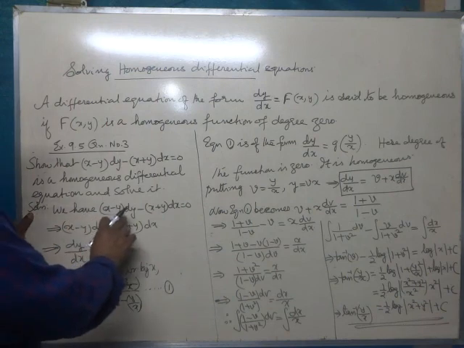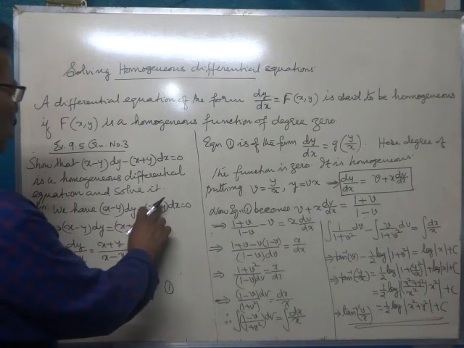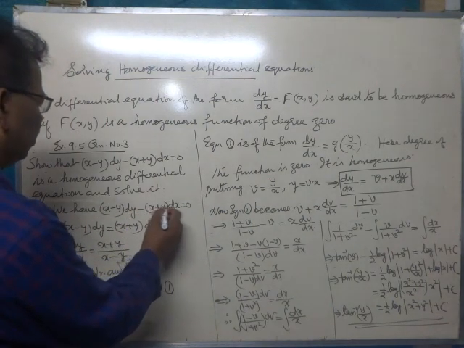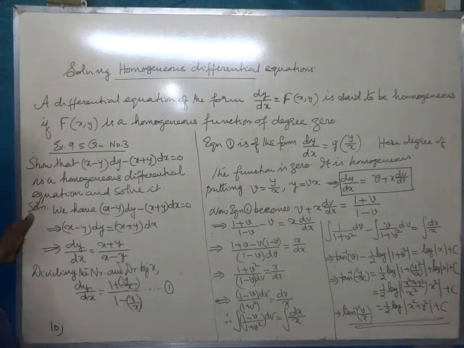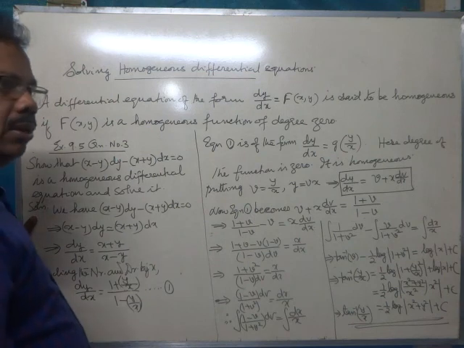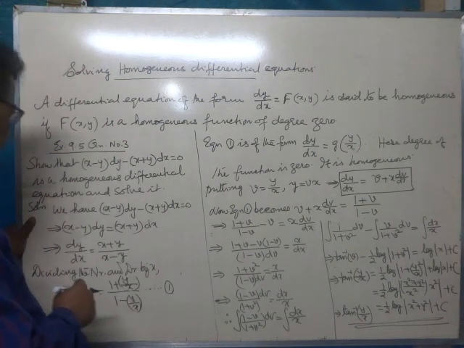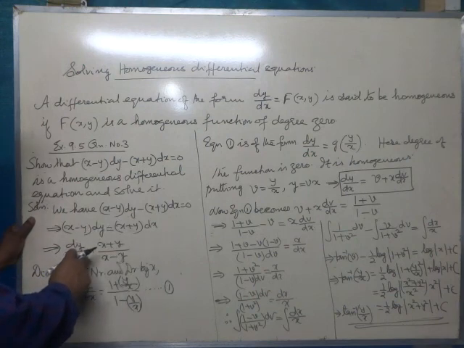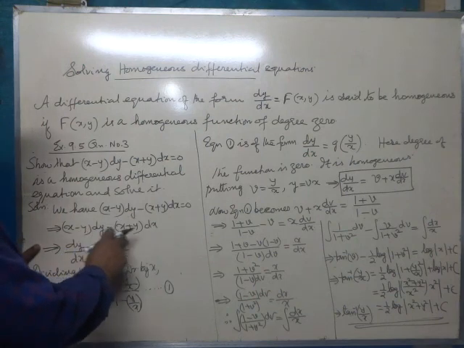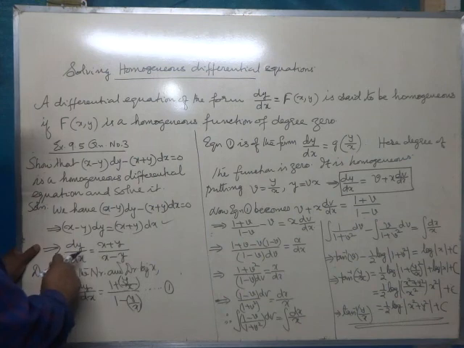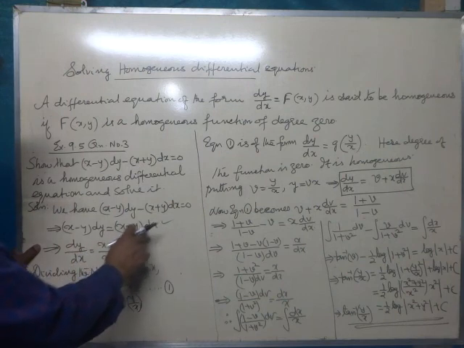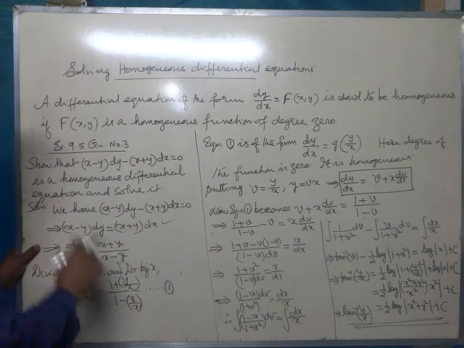We have (x minus y) dy minus (x plus y) dx equals 0. That is the equation given. We have to show that it is of degree 0 and thereby homogeneous. From the given equation, dy by dx will be (x plus y) by (x minus y). Just cross multiply, you will get (x plus y) dx equal to (x minus y) dy. That's correct.